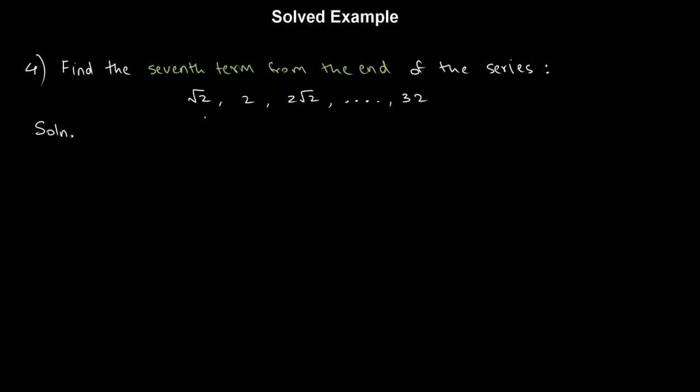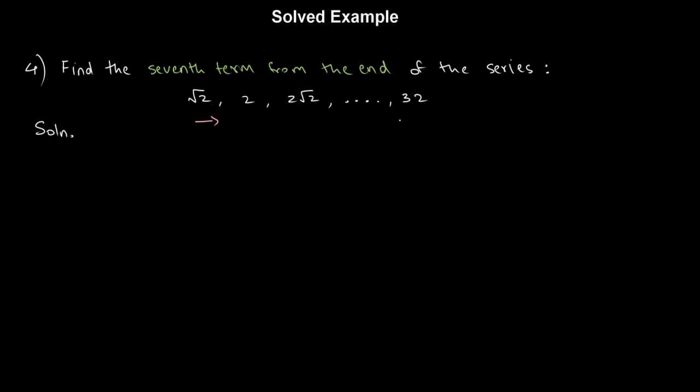So if I'm going via the normal route, starting from root 2 and so on, you can see the first term is root 2. And the common ratio will be 2 divided by root 2, which will give me root 2, or 2 root 2 upon 2, which will also give me root 2. So on going the normal route, the common ratio is root 2.